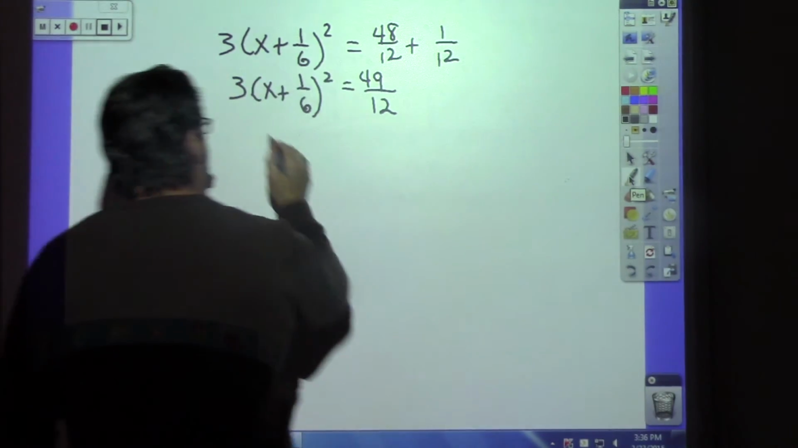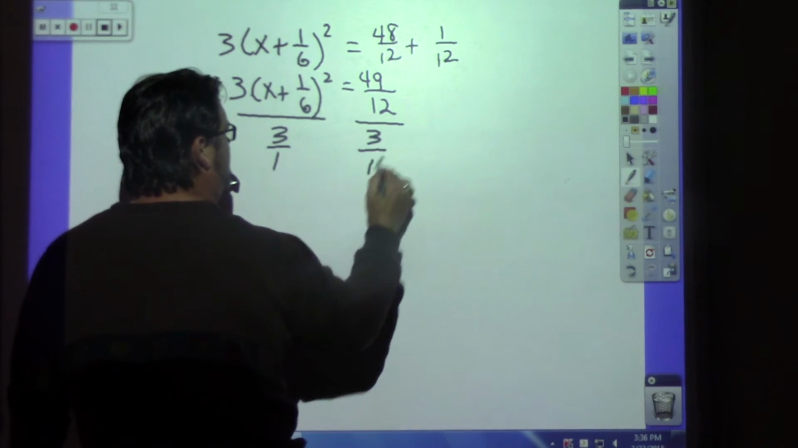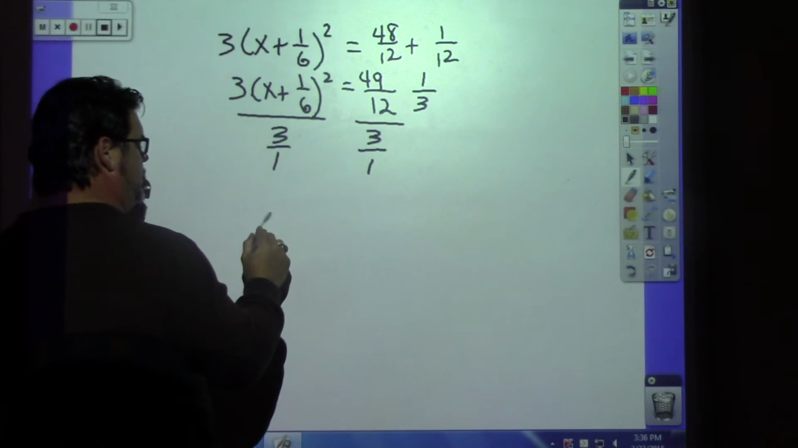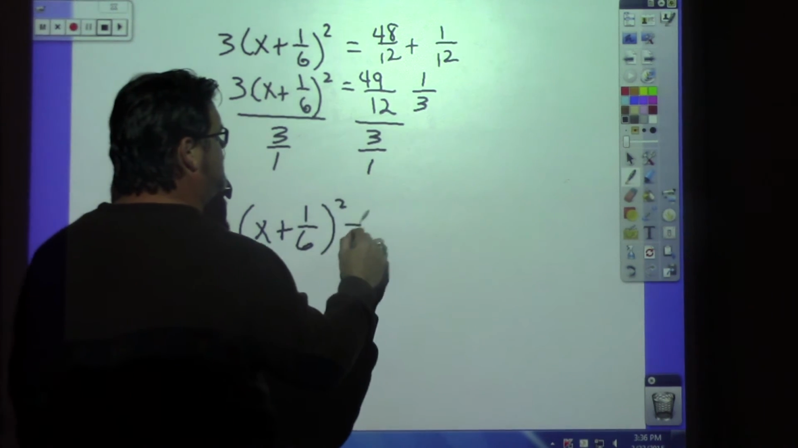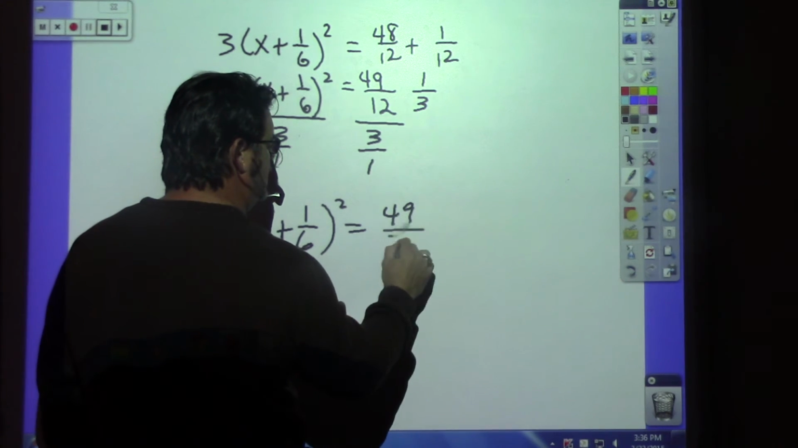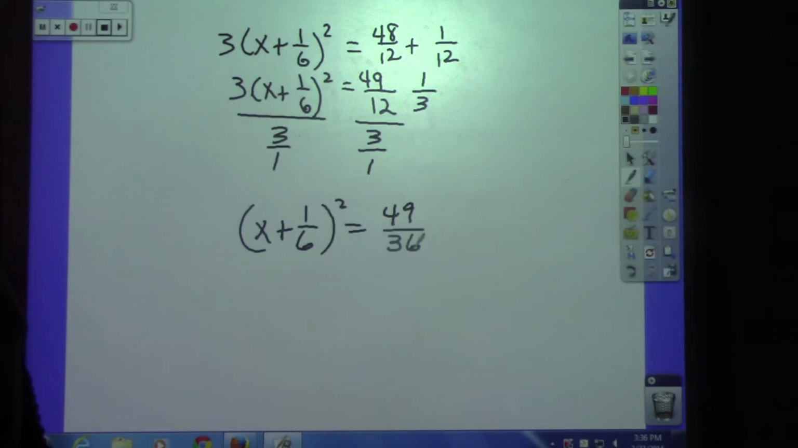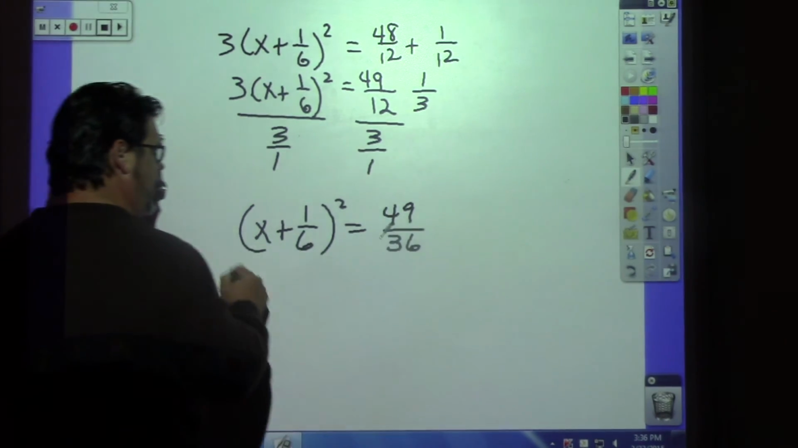So, divide by 3. Divide by 3. You multiply by 1/3. So x plus 1/6, quantity squared, is equal to 49 over what? Now, how do you know you're on the right track there? Because it looks like both of them are perfect squares, and that's usually a good indicator that you're at least on the right track.